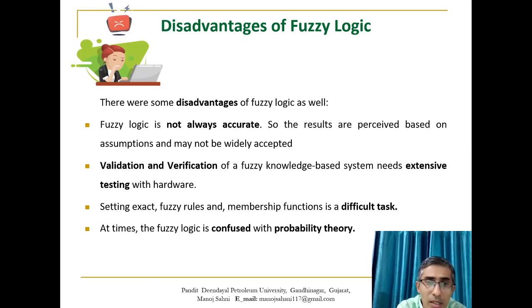There are some disadvantages, that is, fuzzy logic is not always accurate because we are dealing with an uncertain environment. Validation and verification of a fuzzy logic based system needs extensive testing with hardware. Setting exact fuzzy values and membership functions is a very difficult task. And fuzzy logic is also confused with probability theory. So these are some of the disadvantages of fuzzy logic.